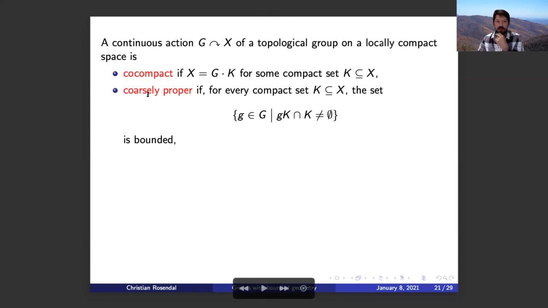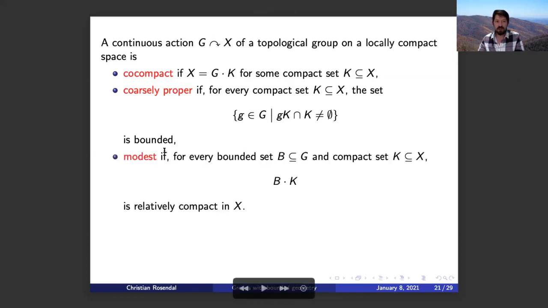Coarse properness is slightly different. This means that if you fix a compact set, then the set of elements in the group that don't move this compact set entirely away from itself is bounded. So it's a small set in the group. If you had a locally compact group, since boundedness is just relative compactness, this is exactly properness of the action. But this definition also makes sense for more general topological groups.